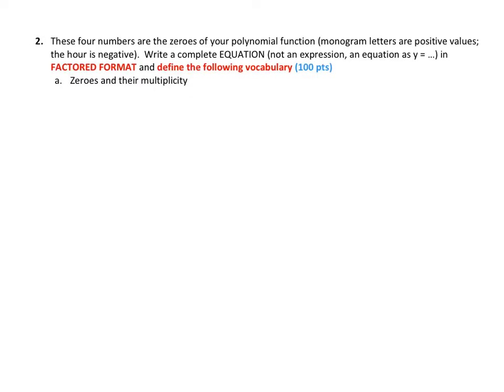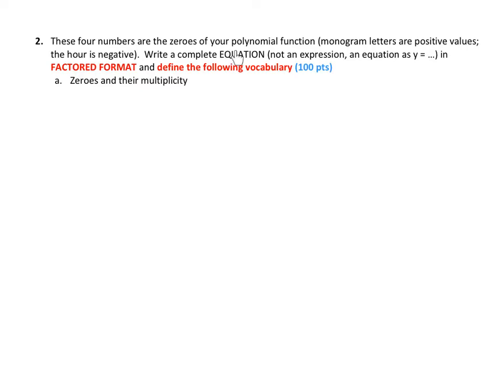Now, make note that every element we talk about on this worksheet, numbers 1 through 8, has a point structure. That first element I think was worth 100 points. This next element is another 100 points. I want you to take your zeros and write an equation in factored format, and for this one also define the vocabulary of zeros and their multiplicity.